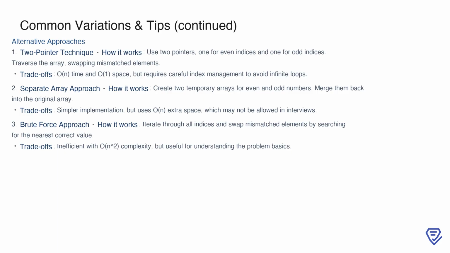require in-place solutions. Lastly, there's the brute force approach. This involves iterating through all indices and manually swapping mismatched elements by searching for the nearest correct value. While it's a straightforward way to understand the problem, it's highly inefficient with O(n^2) complexity and should only be used as a learning exercise or for very small inputs.